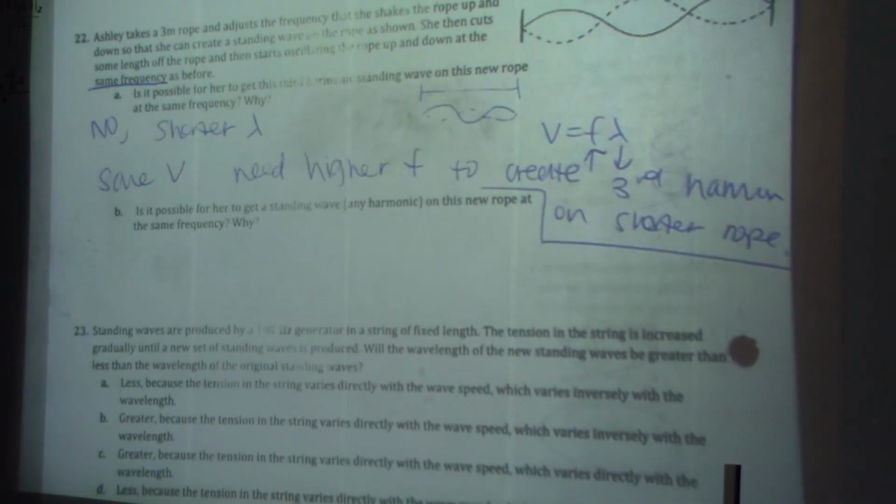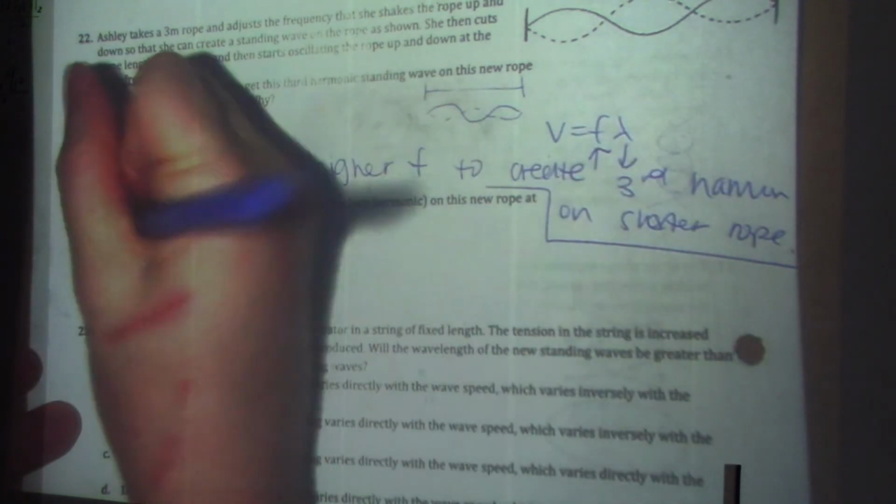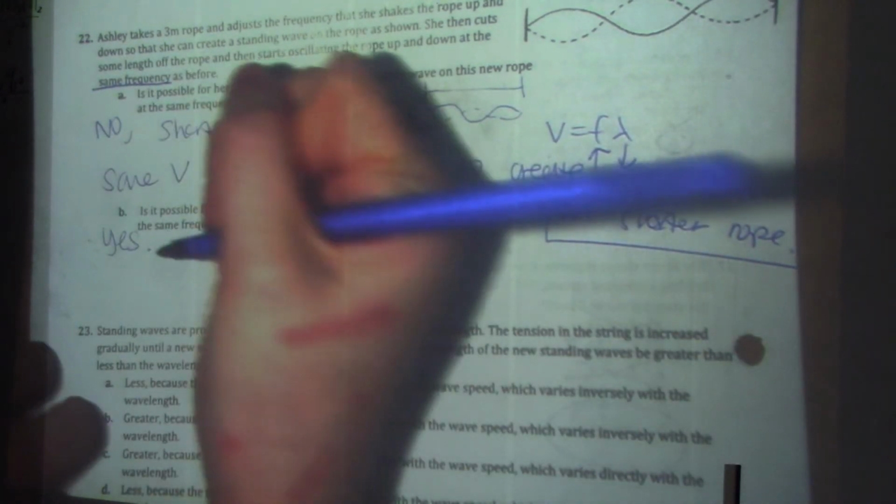Now the next question, probably got a couple of you guys. It says, is it possible for her to create any standing wave? Doesn't matter which harmonic. It doesn't have to be the third. Just any harmonic on this rope with a new frequency. And the answer is yes. Now, it's not like any length. It would have to be a very particular length.